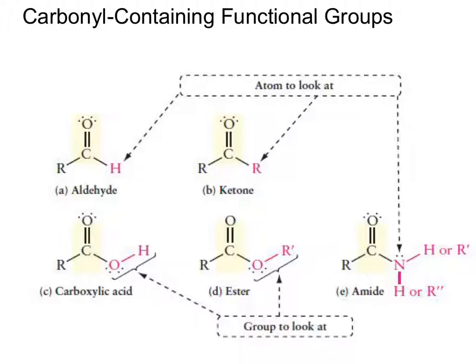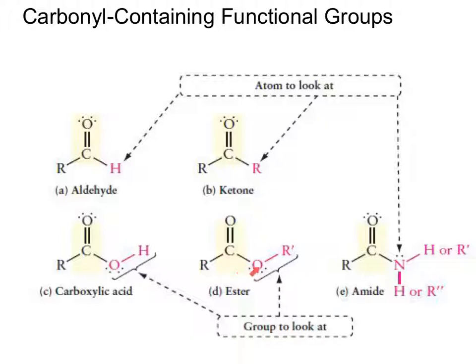If that other group attached to the carbonyl carbon is another carbon group, another R group, then we call that a ketone. If it is an OH, an alcohol attached to that carbonyl carbon, that's a carboxylic acid. If we have an oxygen attached to another R group coming off our carbonyl carbon, that's known as an ester.